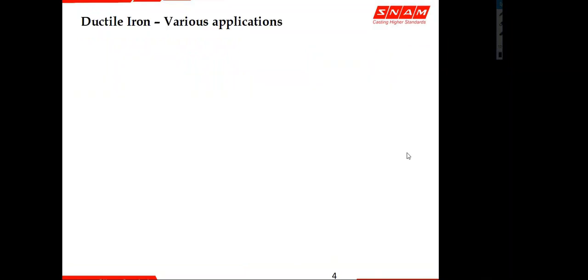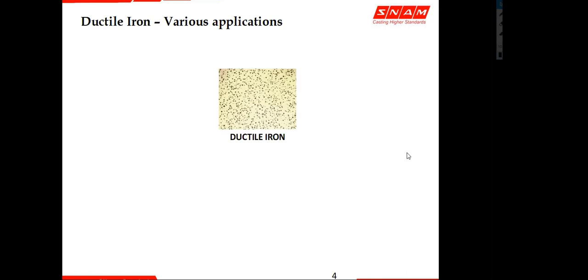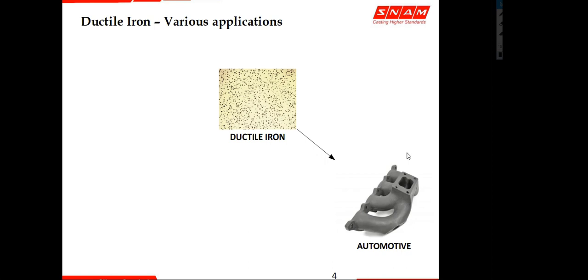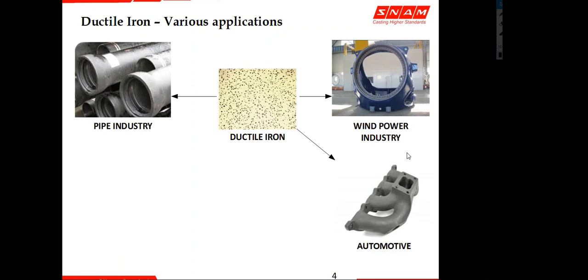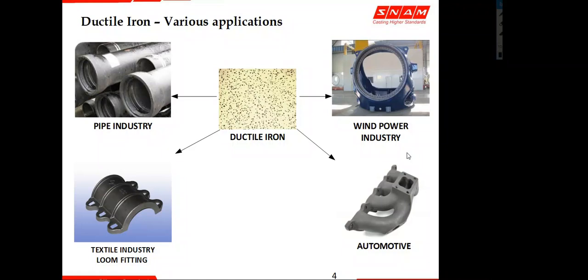So where does ductile iron find its application? Ductile iron is almost one of the major engineering application materials. It is predominantly used in automotive. It is present in the wind power industry also, where you see these bigger hubs made out of ductile iron. You've got pipe industries, DI pipe plants all over India and abroad, which transport different materials. Those are made of ductile iron.